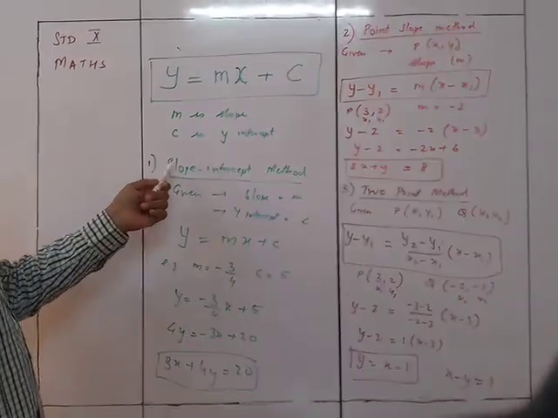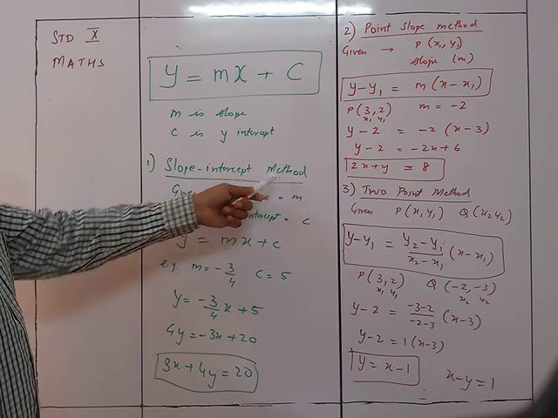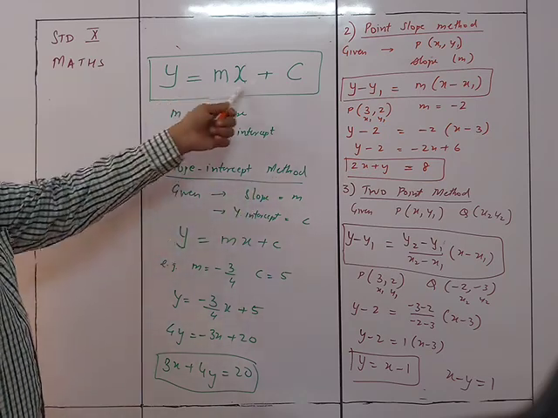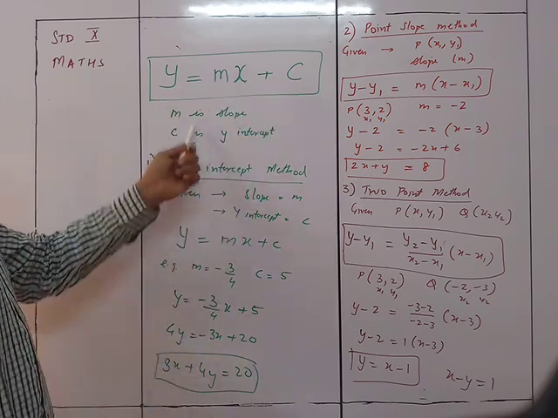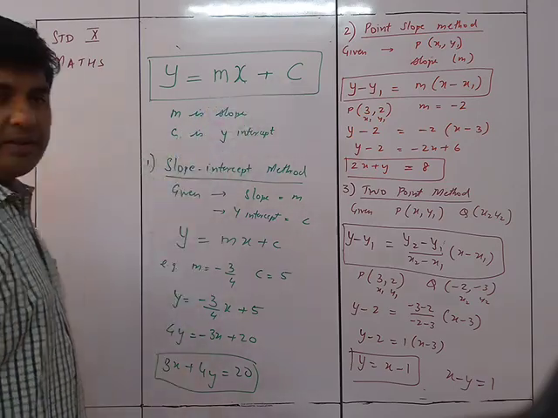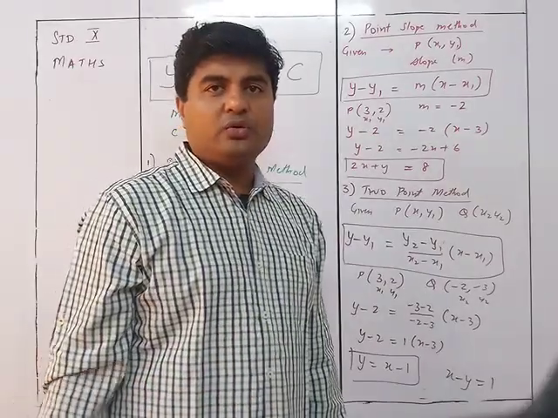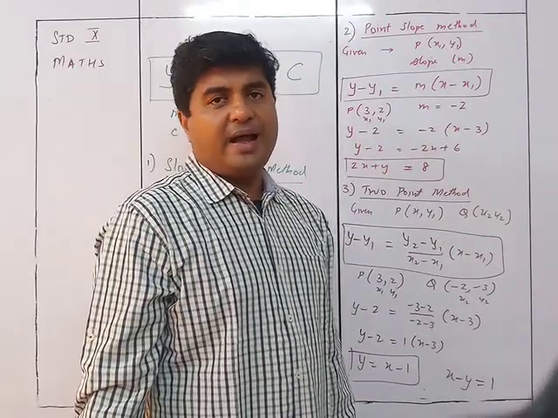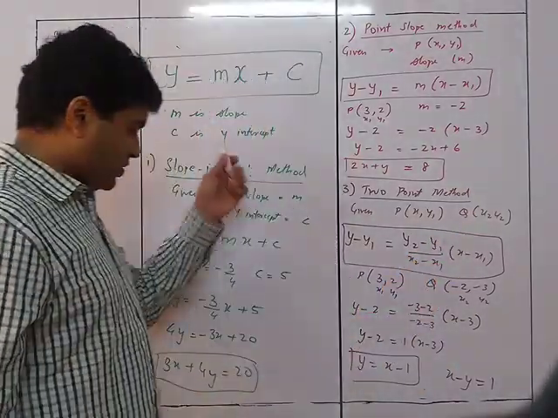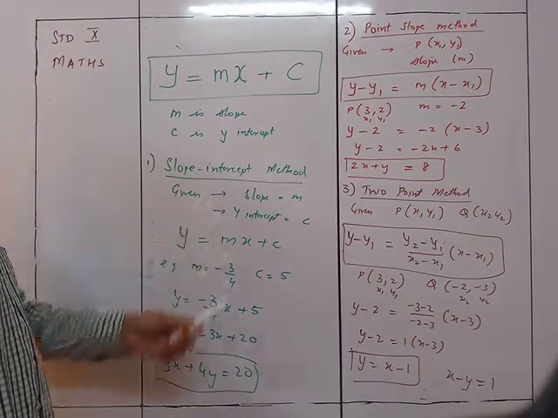So the first one was the slope-intercept method, where we know that y is equal to mx plus c is the main part, m is the slope, and c is the y-intercept. If I know the slope and the y-intercept, I just have to substitute the values in that particular formula and it gives me the answer directly. So that was the slope-intercept method.